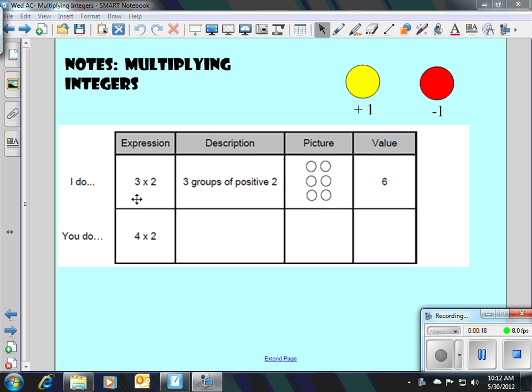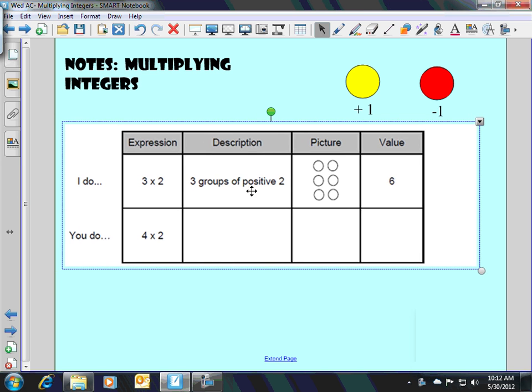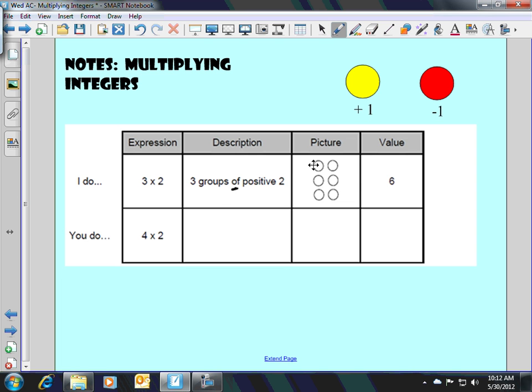So when you look at this, the first expression is something that you should already be familiar with, and it is 3 times 2. Now in words, this means 3 groups of, that's what the multiplication sign means, positive 2. So we're going to draw 3 groups of positive 2. And as you can see from your picture, that means your value is positive 6.